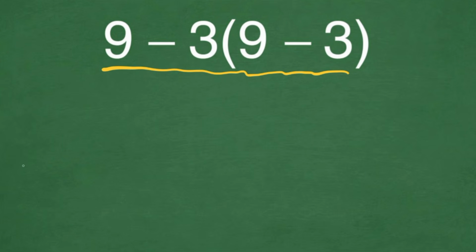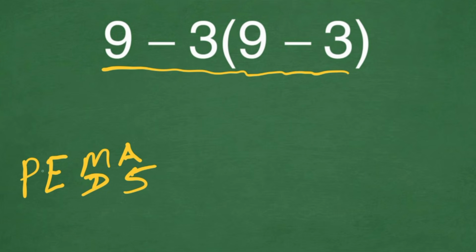So I'm going to write here the rule. So according to this rule, P stands for parentheses, E stands for exponent, M and D stand for multiplication and division, A and S stand for addition and subtraction.